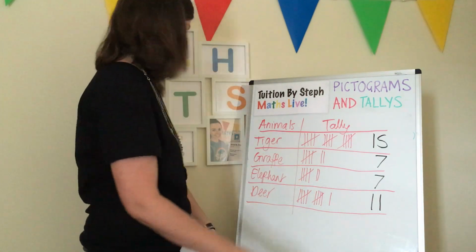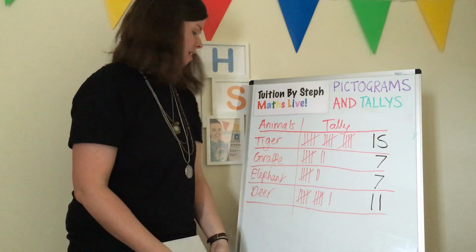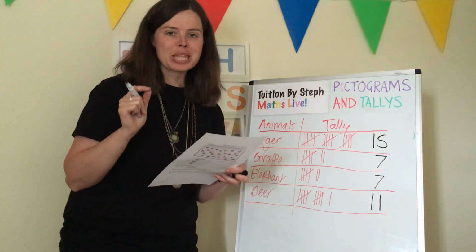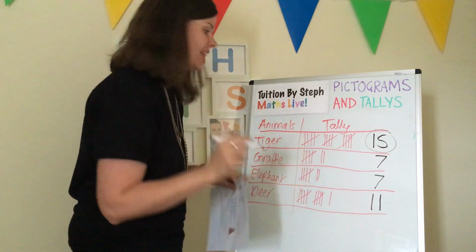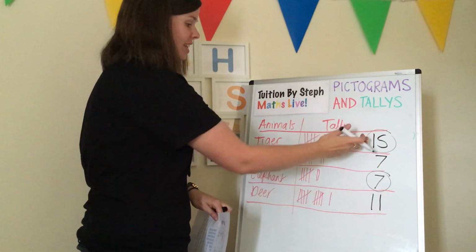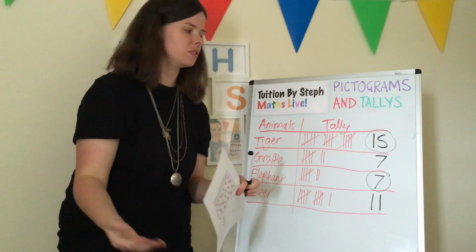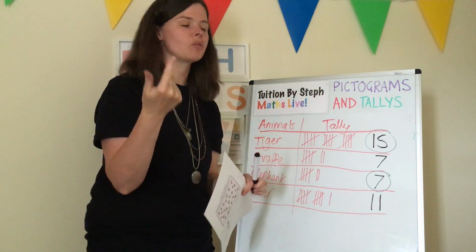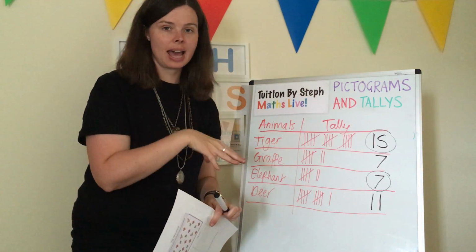How many giraffes are there? Oh, there we go, already done it, 7. How many deer are there? There we go, 11. How many more tigers are there than elephants? Right, well there's 15 tigers, 7 elephants, so let's find out the difference. So I'll count up from 7 to 15. 7, 8, 9, 10, 11, 12, 13, 14, 15. So there are 8 more tigers than elephants.